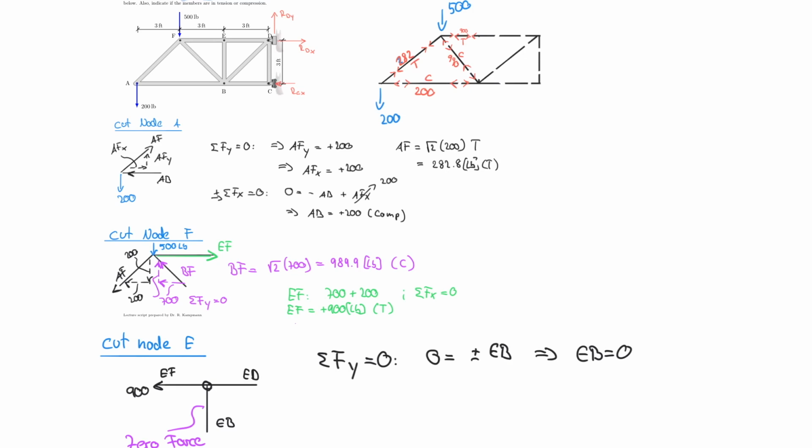Now, just as easy as it was to find the zero force member, we also know that ED must be equal to 900 now, right? As a consequence of nothing else happening here, and those two being parallel to each other. So I can say that the sum of the forces in X is equal to 0, and therefore ED is also equal to 900 in tension. So this is not a big surprise.